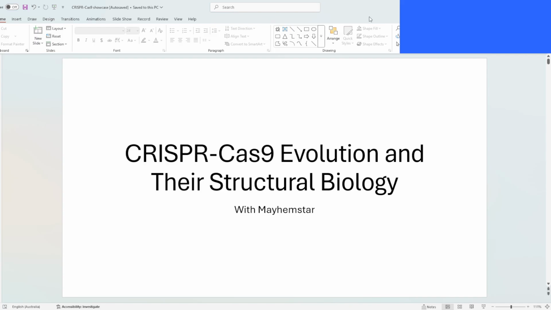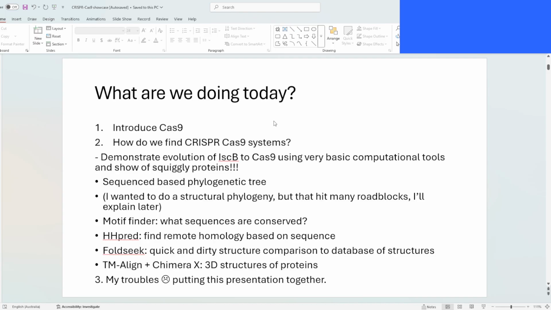What are we doing today? We're going to introduce Cas9 in a nutshell. Everything's going to be really basic. Nothing in depth. It's just going to be touch and go. The second thing we'll do is figure out how to find CRISPR-Cas9 systems, just based on their domains and their structures. And we're going to demonstrate that by showing off ISCBs, which is just the ancestor to Cas9, because the best way to find out more about something, in fact anything, is just to look at the ancestors and to look in the past and to use basic computational tools to show off proteins.